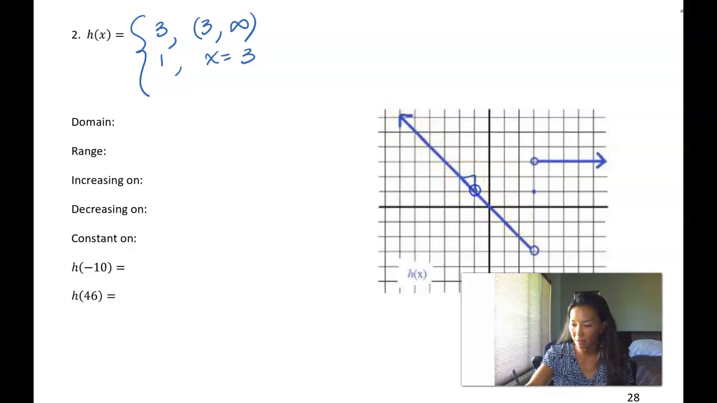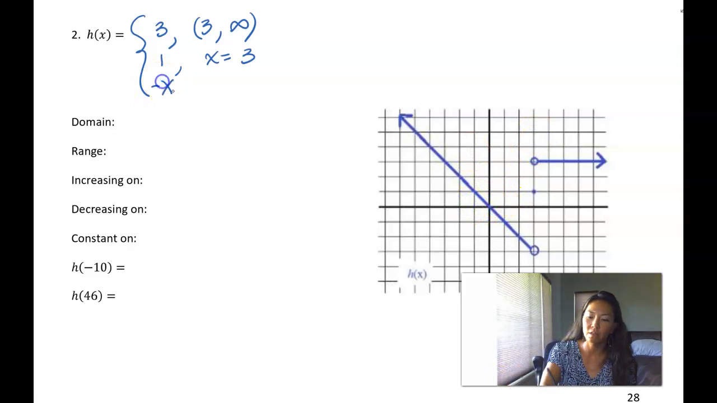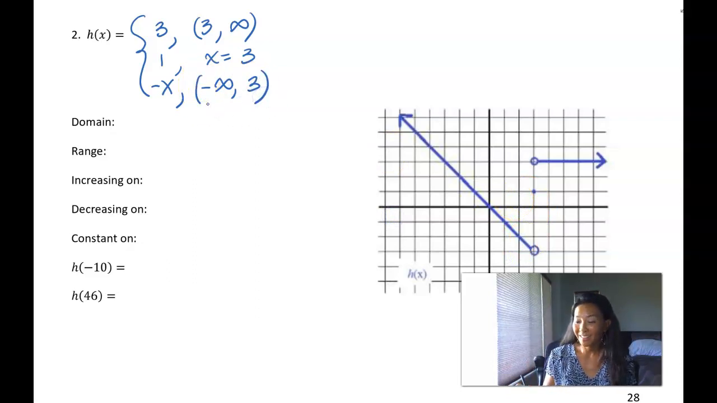And then the last one is this line. It looks like the slope is a 1, but it's going down and to the right. So my slope is a -1, and it has a y-intercept of 0. So that's kind of a nice one to graph. It's just -x, because the plus b is 0. And what interval are we looking at? Looks like it's going all the way to 3, but it's continuing to go up and to the left. So it's -infinity to 3. But we don't want to include 3, this open circle over there. All right, let's now look at the domain.